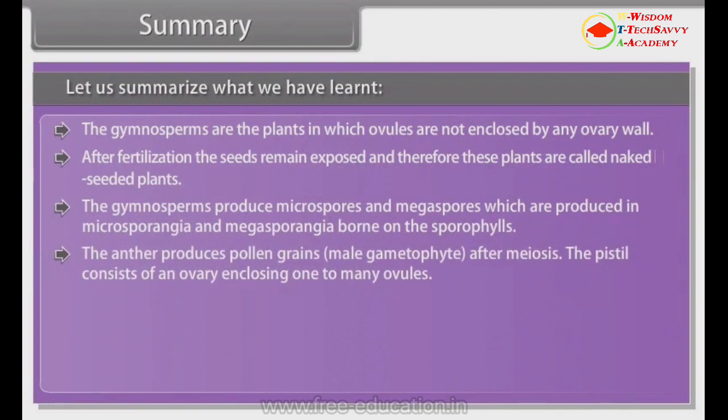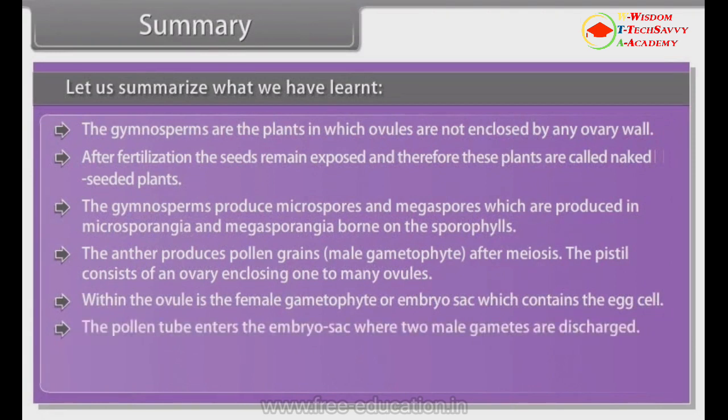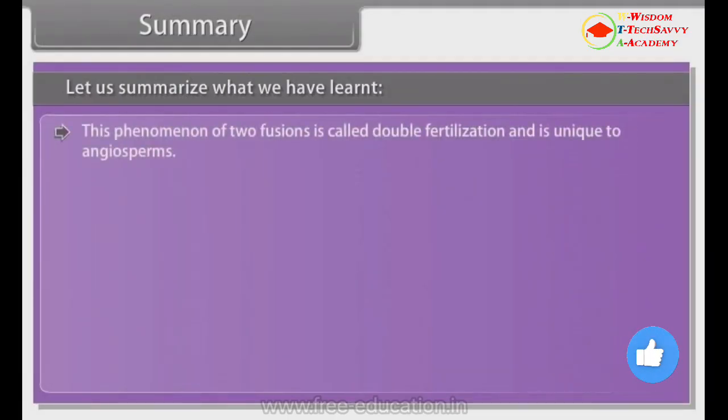The pistil consists of an ovary enclosing one to many ovules. Within the ovule is the female gametophyte or embryo sac, which contains the egg cell. The pollen tube enters the embryo sac, where two male gametes are discharged. One male gamete fuses with egg cell, syngamy, and other fuses with diploid secondary nucleus, triple fusion. This phenomenon of two fusions is called double fertilization and is unique to angiosperms.